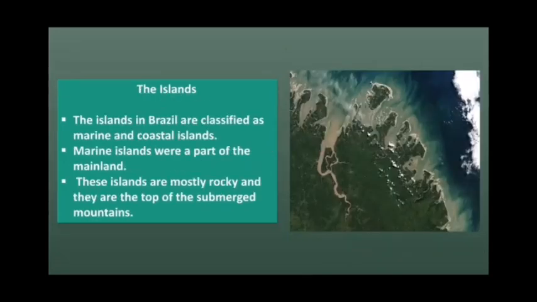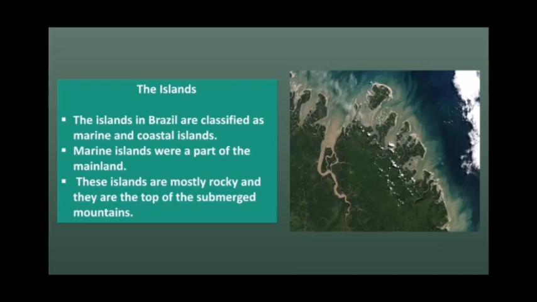So children, now we will see the islands of Brazil. Besides the mainland of Brazil, some islands are also there. They can be classified into coastal islands and marine islands. Most of the coastal islands have formed due to deposition. You all know, children, even in India, the plains were formed due to the deposition of the rivers. So these islands are formed due to the deposition of the rivers, that is the mud, soil, and different materials that are deposited by the rivers.